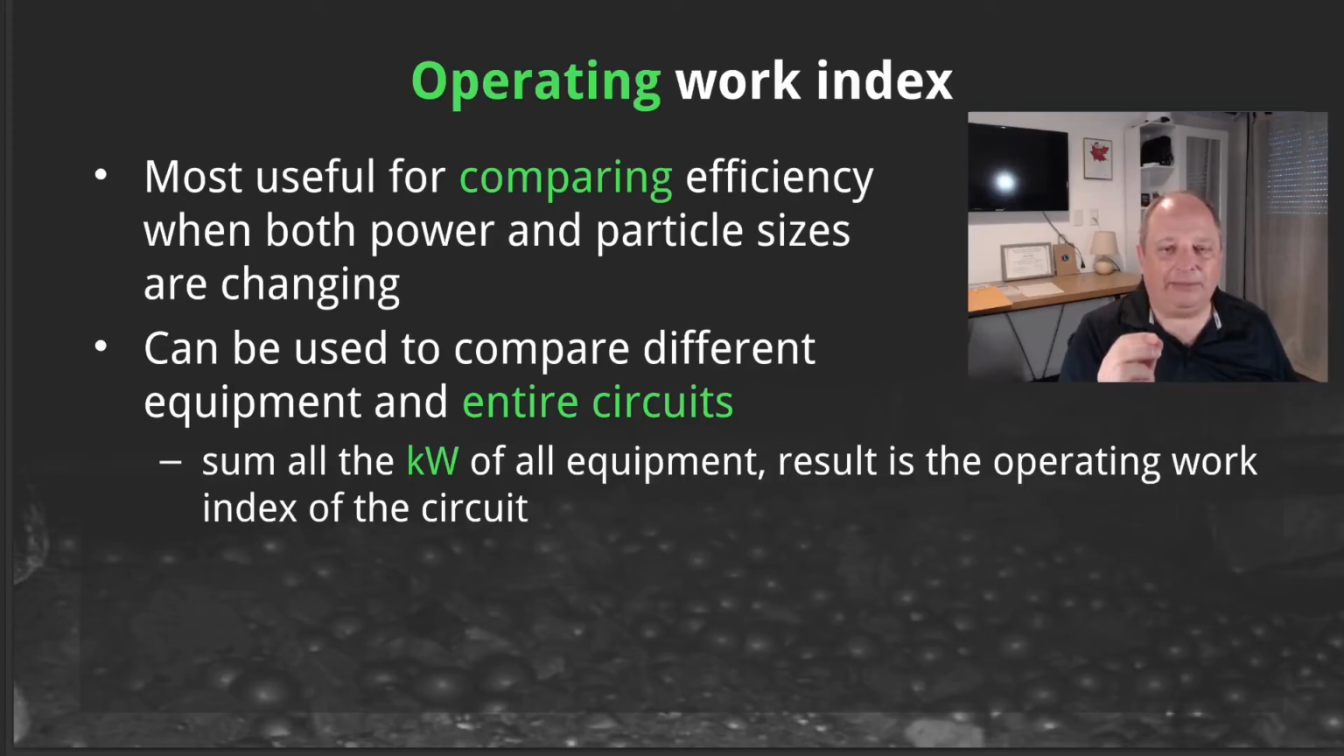Operating work index can be used to make small adjustments to things like the specific energy consumption for a small change in P80, for example, if you wanted to know how much power you need to grind a little bit finer. You can compute the operating work index for individual pieces of equipment, but you can also do it for the entire circuit. You can sum the power of all of the equipment, and then the result is the operating work index for that whole circuit.